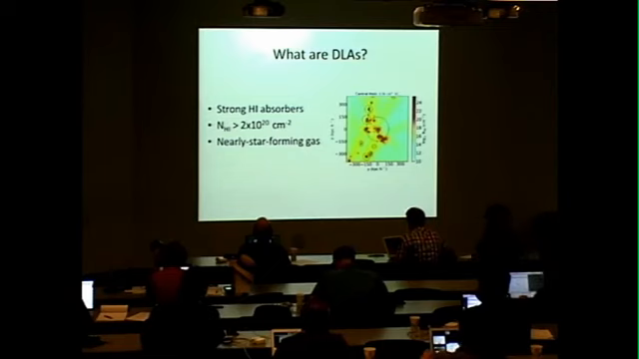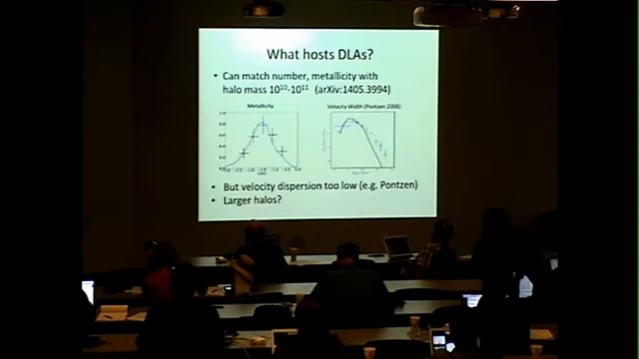These are very strong neutral hydrogen absorbers. They have a column density around 2 times 10 to the 20 atoms per centimeter squared. That's their definition. The punchline of this talk is going to be that this is not actually totally necessary.